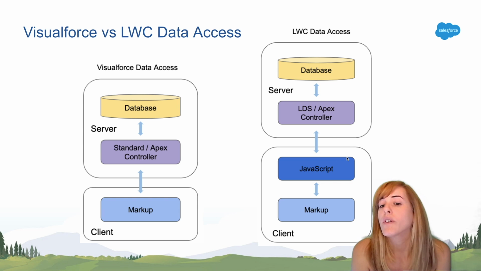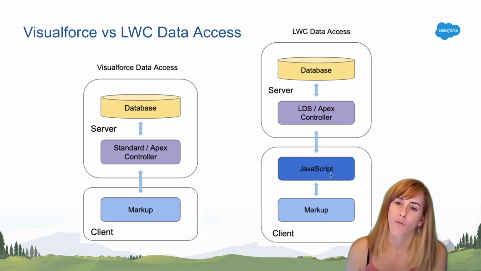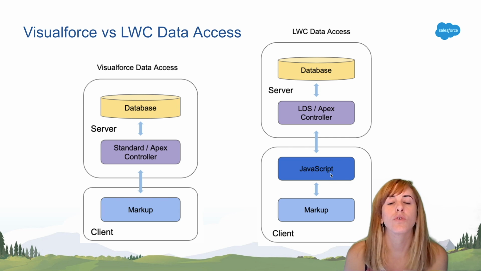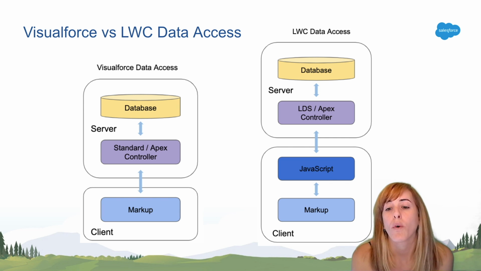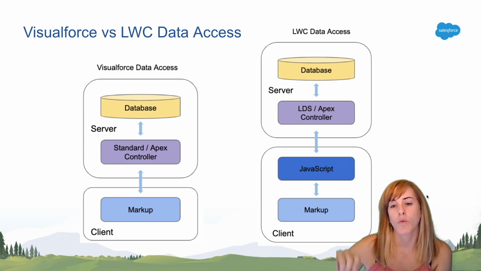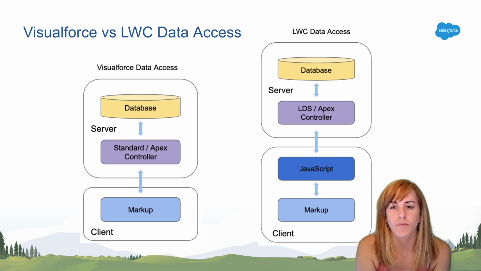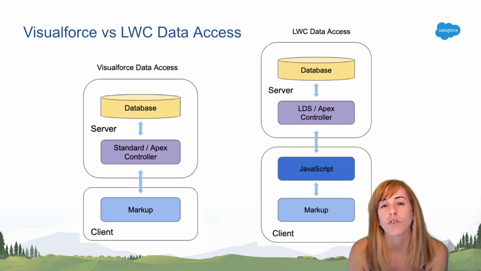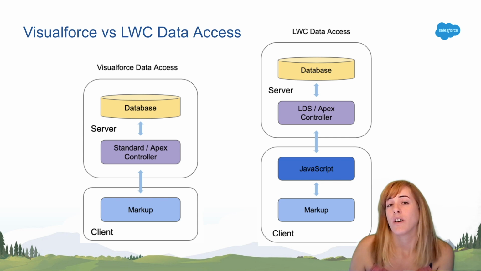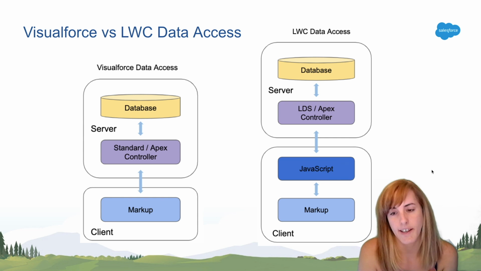Another big difference here is that you don't call those methods, your Lightning Data Service functions or your Apex methods, from the markup. You call them from JavaScript, right? So we always call them from JavaScript, and we always do a server round trip to do that. Well, sorry, not always, because if we are using caching, the server round trip is not done. But I will explain that in detail later.